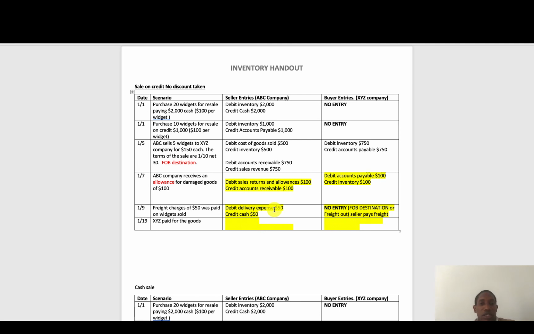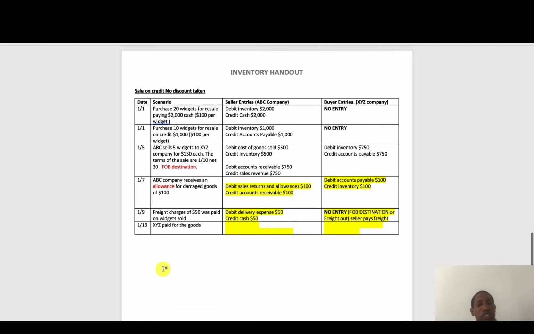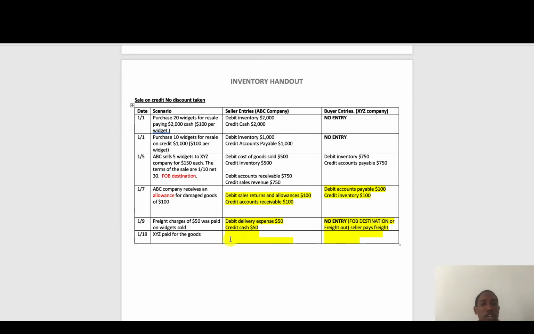Now, XYZ paid for these goods on the 19th. So this is past the discount period, right? Because 10 days is the 15th. So now we just have to pay for the goods. So the entry actually is a little bit easier, right? The entry is actually a little bit easier. So now we have to just pay whatever is owed.